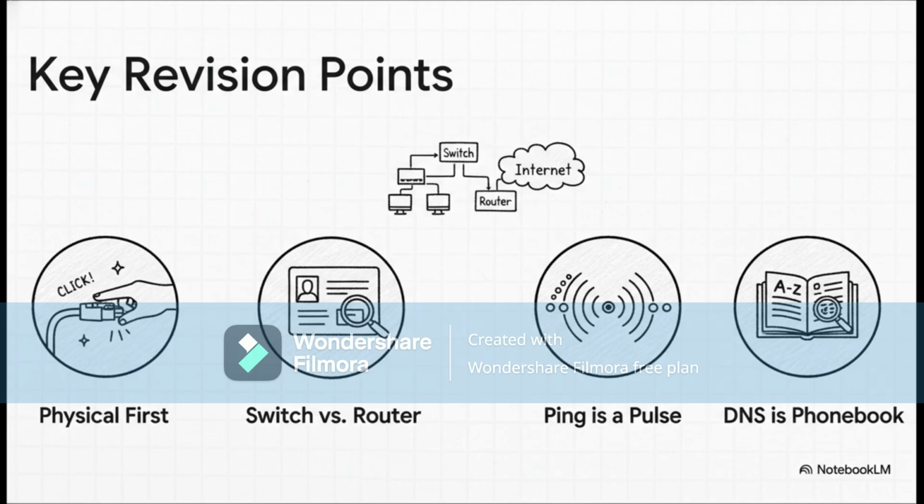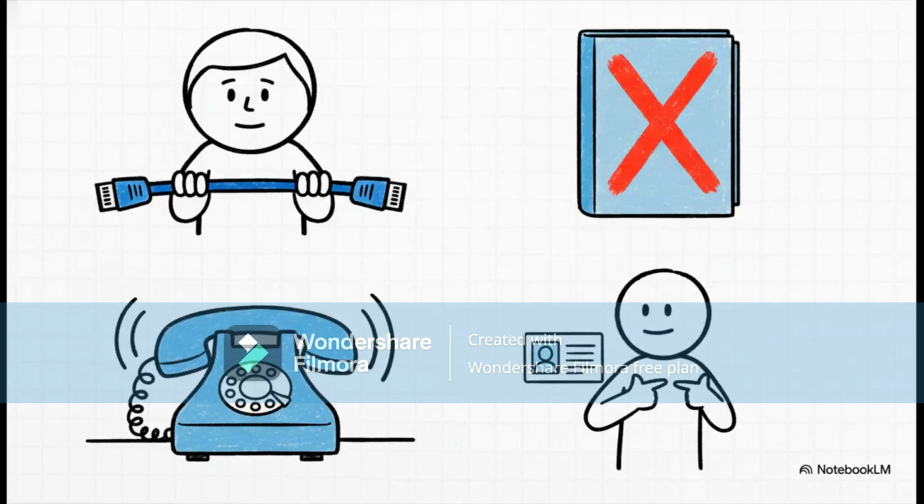Got it? Good. And hey, if you need a really simple way to remember the troubleshooting order for an exam, just remember this silly sentence. Please don't call me. That's physical, DNS, connectivity, and my IP, which you check with ipconfig. It's a handy little trick to keep those steps straight in your head.